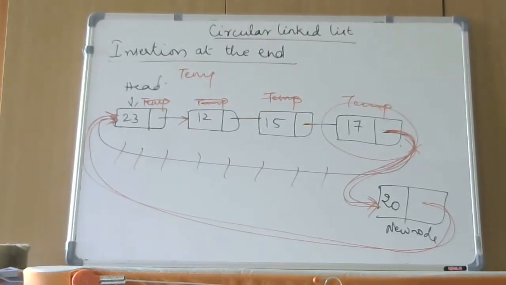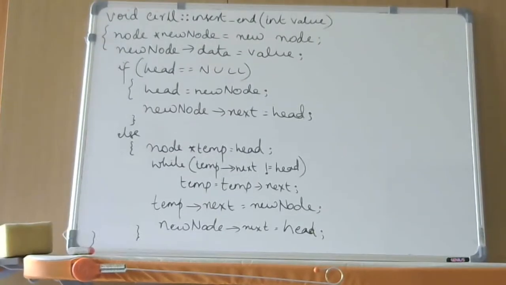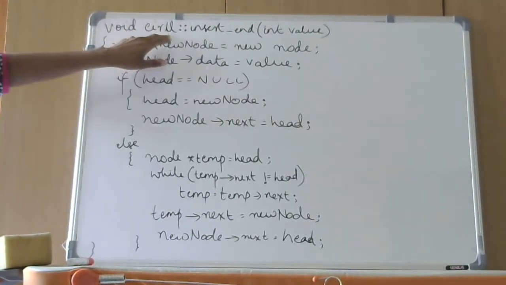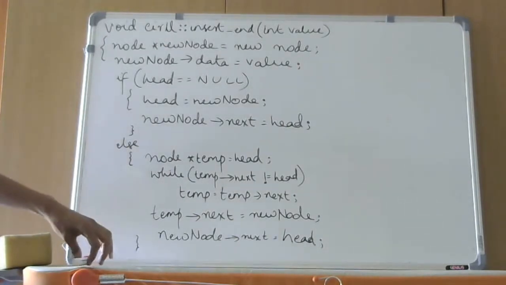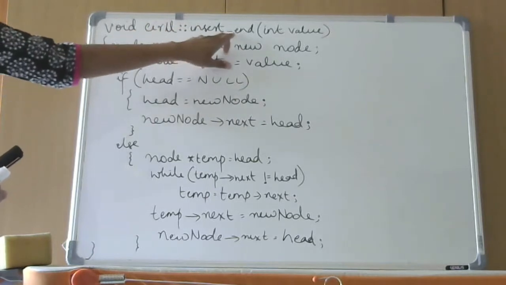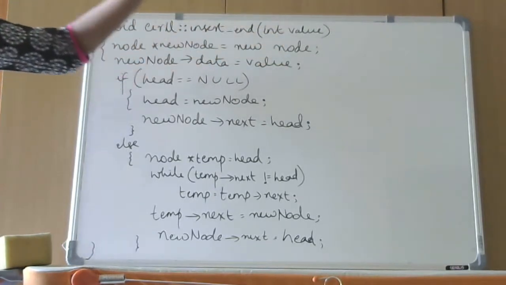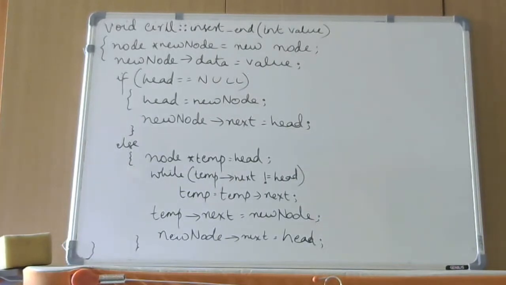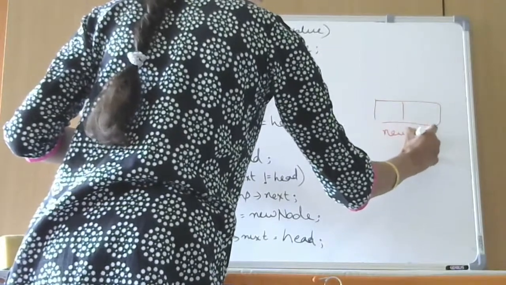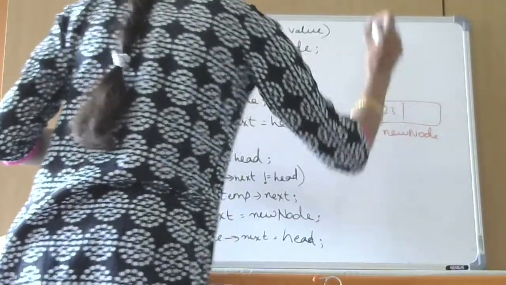Let us see now how we can write code for this. Now let us look at the code. I had taken circular LL as the class that I had declared. So I am using the scope resolution operator, insert end. The parameter I am passing is value. This value has to be passed from the main function when you are calling this particular function. My new node is called new node only. Some value is there, 23.